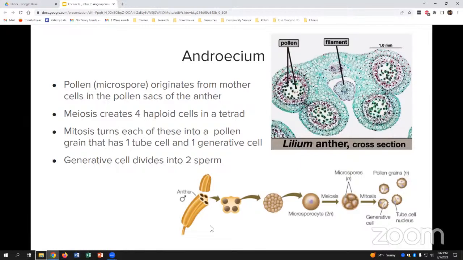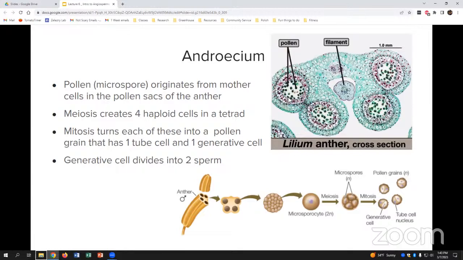So on the male side, we also have meiosis. So we're creating 4 haploid cells, a structure called a tetrad. Don't worry about that word tetrad, but that's the technical term. And then through mitosis, we're turning these into individual pollen grains.